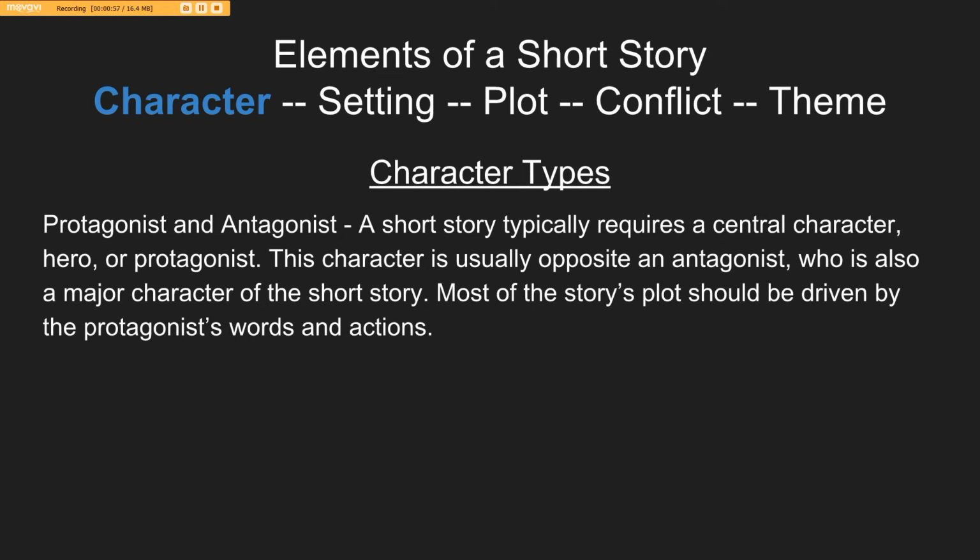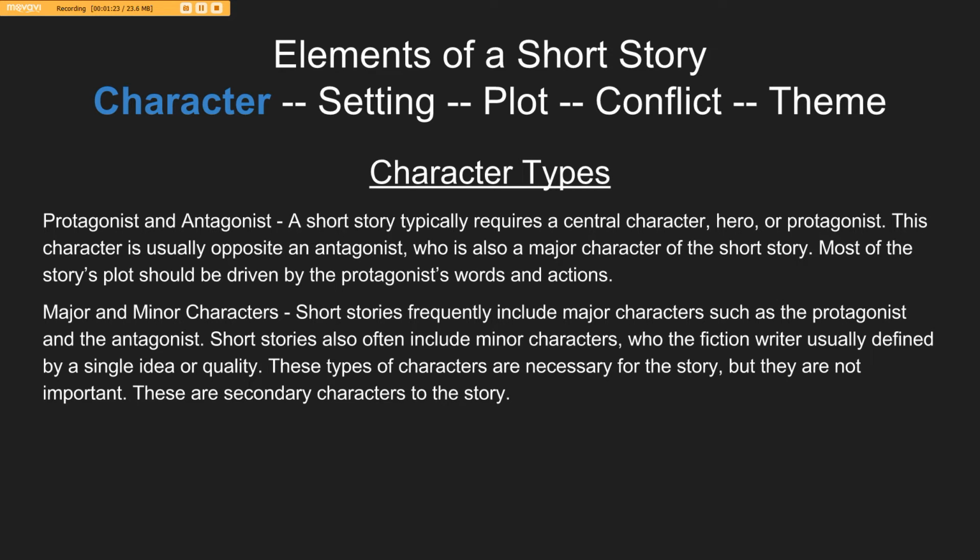There are several different character types in a short story, the primary one being that of the protagonist and the antagonist. A short story typically requires a central character, hero, or protagonist. This character is usually opposite an antagonist, who is also a major character of the short story. Most of the story's plot should be driven by the protagonist's words and actions.